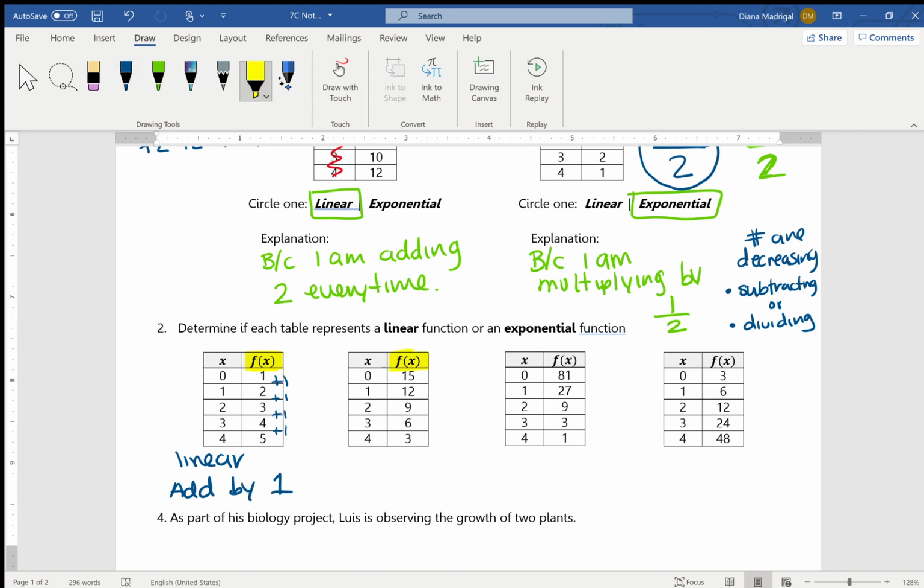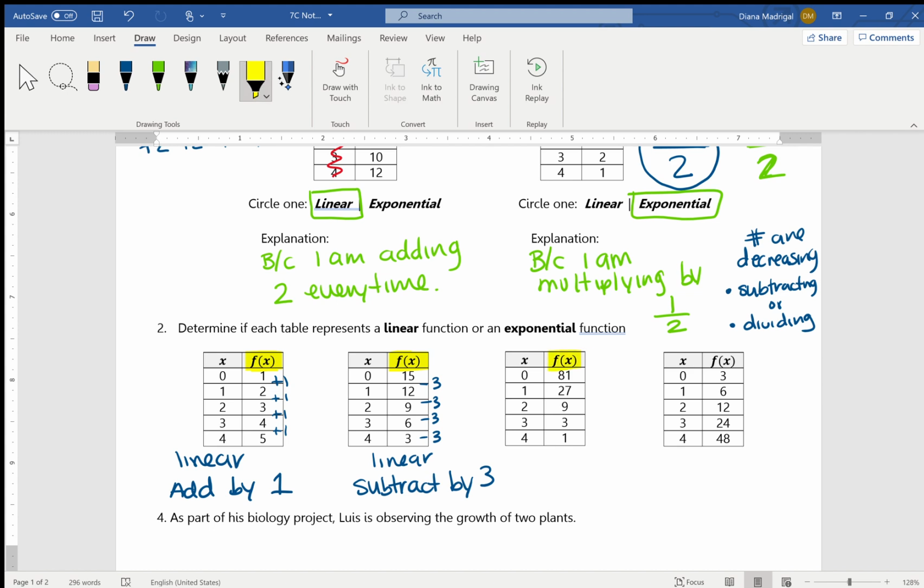Okay, the next one, I notice that my numbers are going down: 15, 12, 9, 6, 3. So for this one, I'm either subtracting or dividing. The first thing I'm going to do is subtract 15 minus 12 to see if that's the number. That's going to be 3. 15 minus 3 gives me 12. 12 minus 3 gives me 9. 9 minus 3 gives me 6. 6 minus 3 gives me 3. So this one is linear because I'm subtracting by 3.